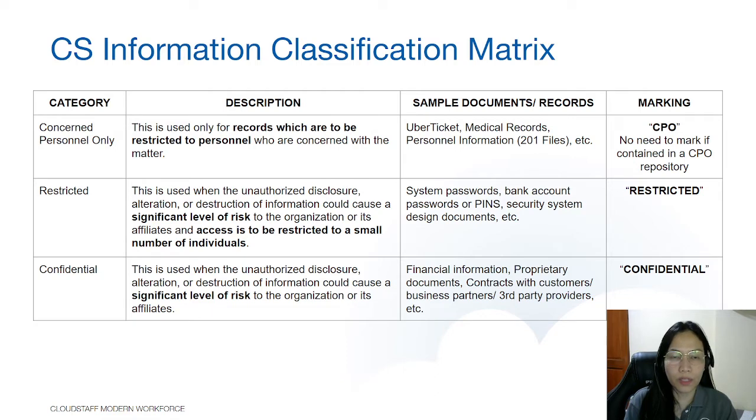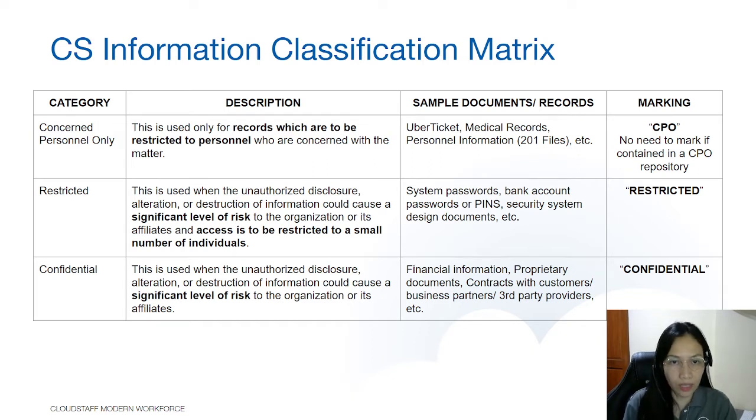So we'll talk about the information classification matrix. First off is the CPO or concerned personnel only. This is used only for records which are restricted to personnel who are concerned with a matter, meaning the access to that information is only limited to them. Sample would be the tickets that you have in Uber tickets, your personal information or 201 files. These are records and can only be accessed by individuals who are concerned with the matter.